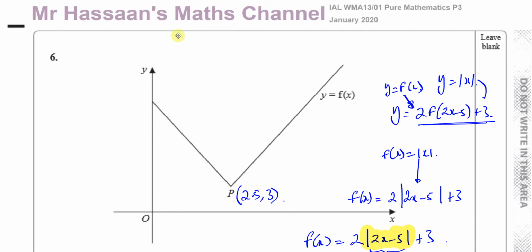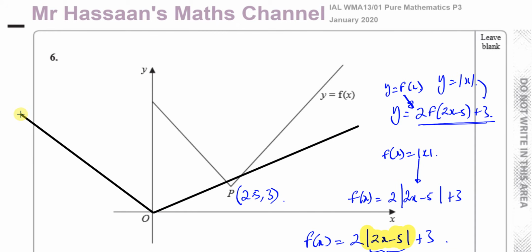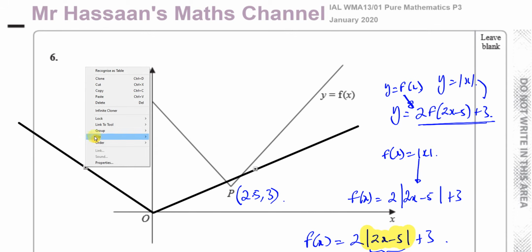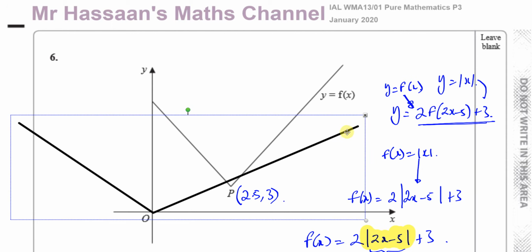Okay, so what I'm going to do is make it a bit more shallow than this, because it doesn't have the same gradient as this. It has a shallower gradient than that, so I have to draw it with a different, shallower gradient. Okay, so this is supposed to be the original. Group it together. Okay, so this is y equals the modulus of x.